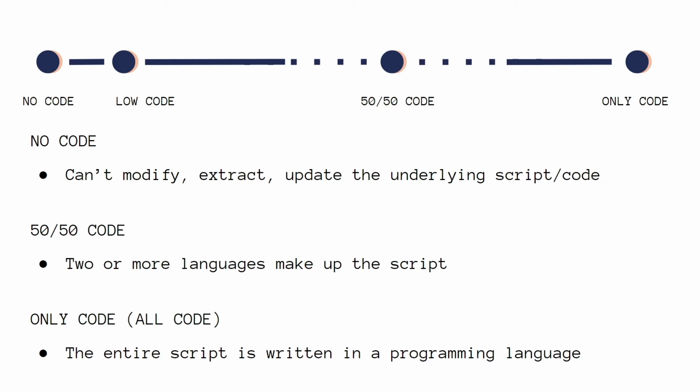We also have, jumping all the way up into the middle there, kind of this 50-50 code. You might have two or more languages that make up a script. Maybe think about Cucumber here. Or we also have, at the far end, this only code or all code, right? Our entire script is written in a single programming language.